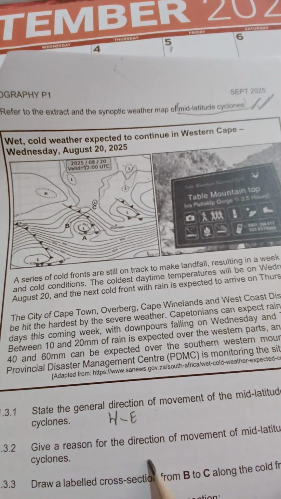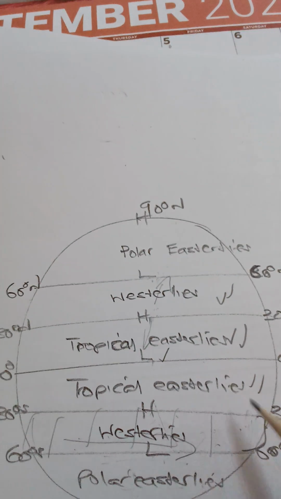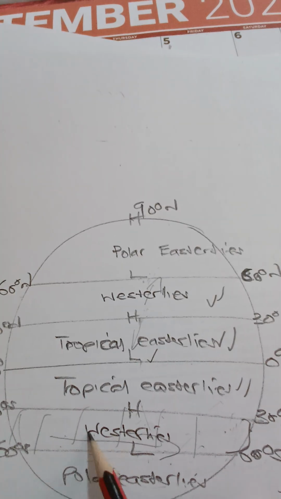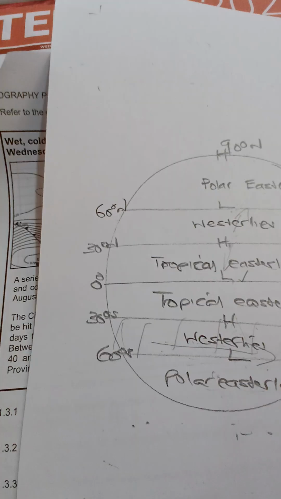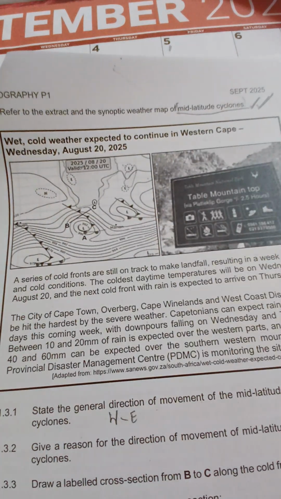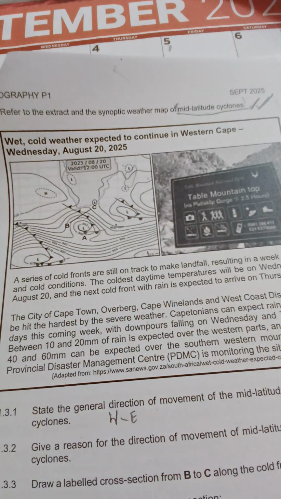Okay, give a reason for the direction of the movement of mid-latitude cyclones. Remember, I said mid-latitude, they're happening between 30 degrees to 60 degrees south, which means they are driven by the westerlies. That will be the reason. The mid-latitude cyclone is steered by the westerlies, or the cyclone occurs in the westerly wind belt, from here going towards that direction. That's what is happening.